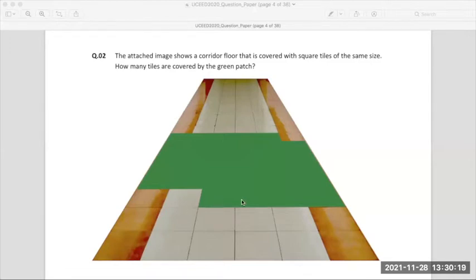In the bottom row, how many tiles are missing here? 4 tiles are missing, 1, 2, 3 and 4. On the top also 4 tiles are missing, 4 plus 4, 8. 5. On the top, yes, on the top 5 are missing. 5 plus 4, 9. 18 plus 9 how much? 27. 27 is the correct answer. 27 is the number of tiles that are missing.